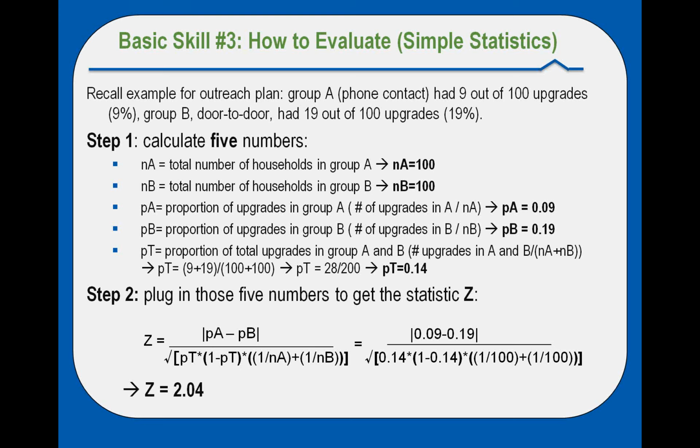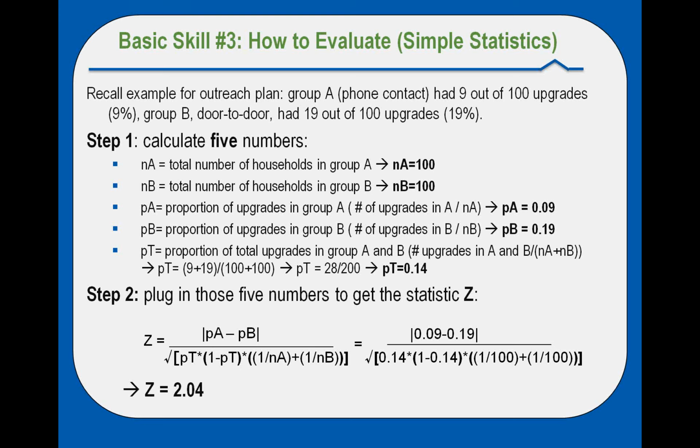And then the last thing that we want to calculate is the proportion of total upgrades in Group A and B. So the total number of upgrades is 9 plus 19, which is 28 out of 200 people. So the total proportion of people that got upgrades was 14%, or 0.14.